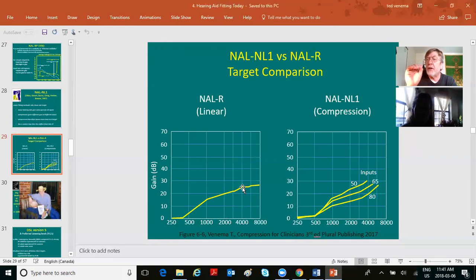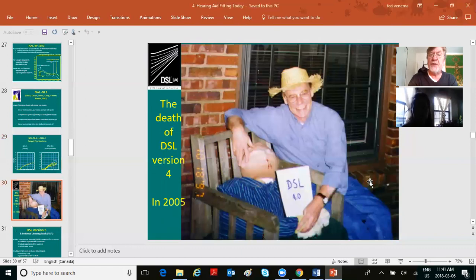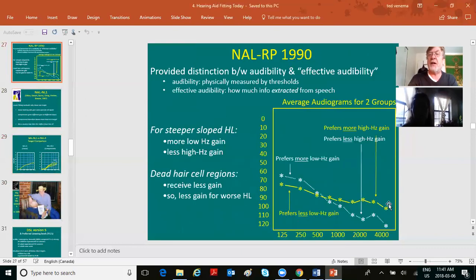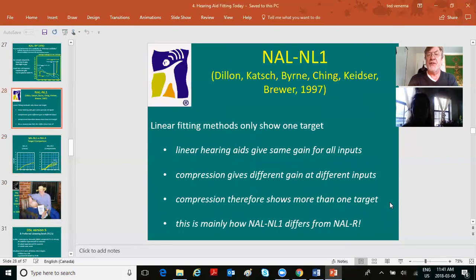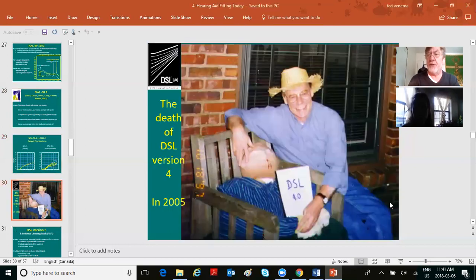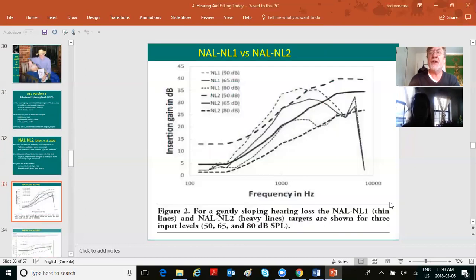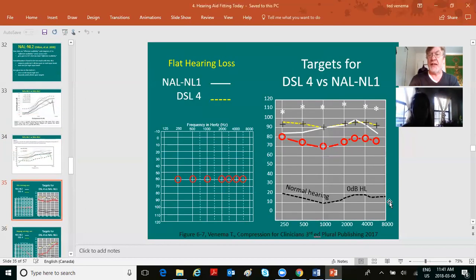See, so the target for average inputs didn't change. What did change was 2 things. Number 1, more than one target. And number 2, the targets end in thin air. And that is because of this cochlear dead spot concept here. Seewald put to death DSL-4, but for the sake of comparisons, we looked at some of these things. Okay, so here's the comparison between DSL-4 and NAL-NL1 for a flat loss, for a sloping loss.